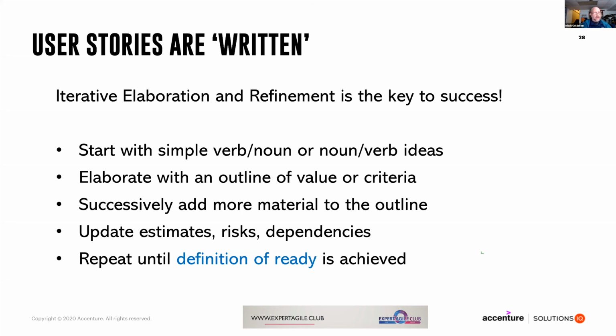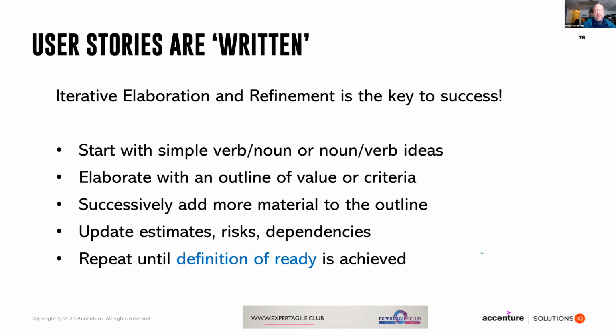User stories start out in kind of a larval stage. They start out maybe as a simple verb noun or noun verb, or maybe it's just the very, very basic name of a functionality. And then we start to elaborate that into a real story by adding more information into the narrative, by adding material that turns into acceptance criteria, also by iteratively updating estimates, risks, and dependencies. And risks and dependencies are oft forgotten parts of user stories that we need to assess. And then we repeat this process until the definition of ready is achieved.